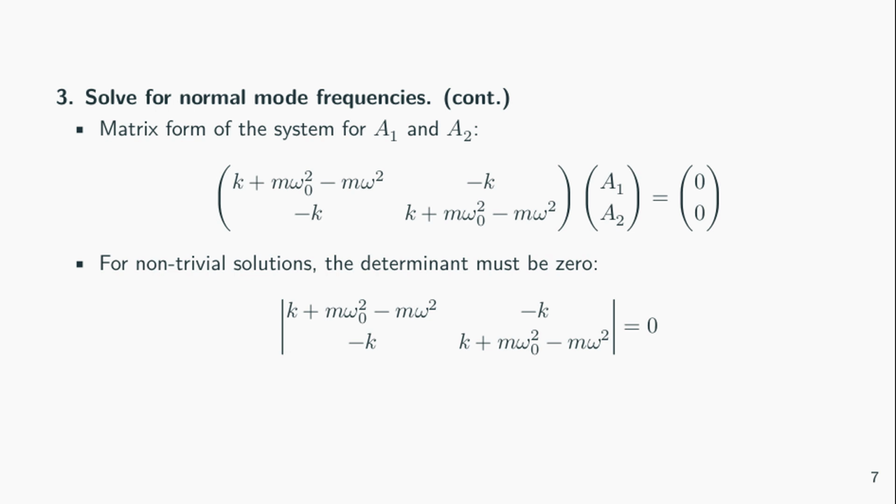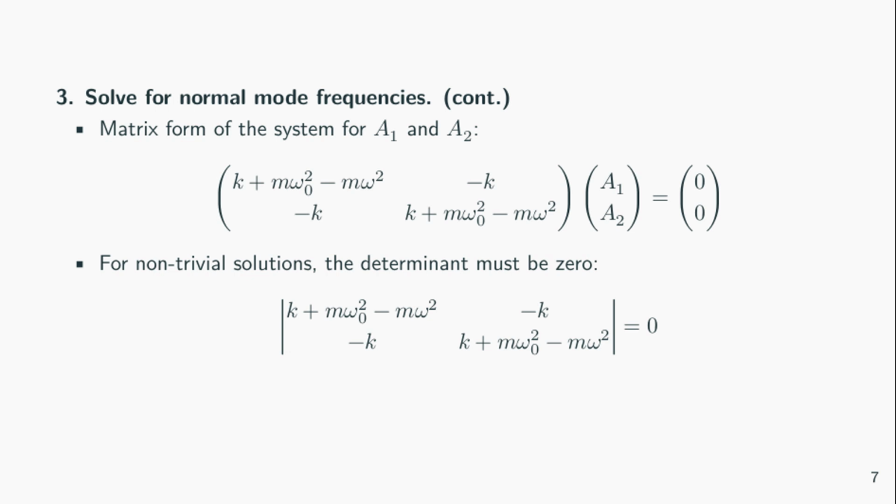We can write the system in matrix form. We'll have a 2 by 2 matrix multiplied by a column vector containing a1 and a2, and that equals a column vector of zeros. The matrix elements come directly from the coefficients of a1 and a2 in the equations we just derived. The top row is the coefficients from the first equation: K plus m omega 0 squared minus m omega squared, and minus K.